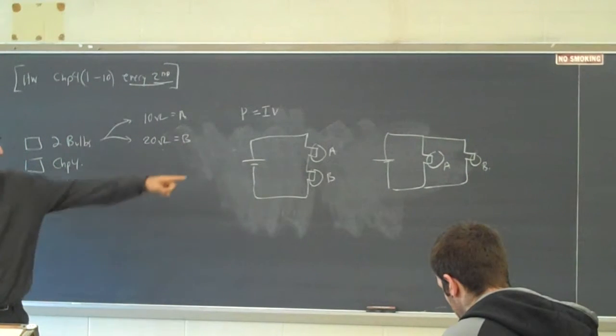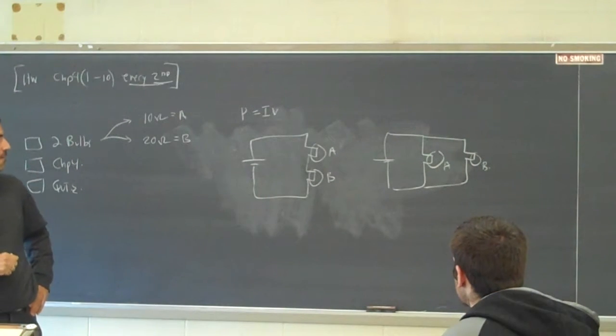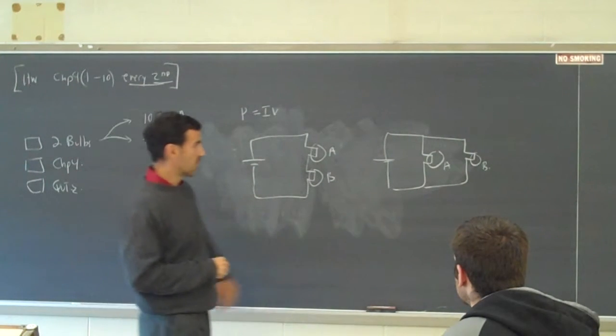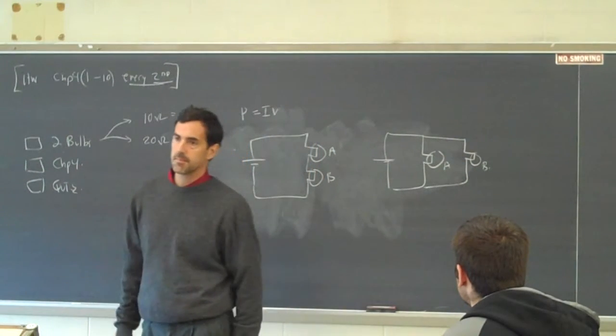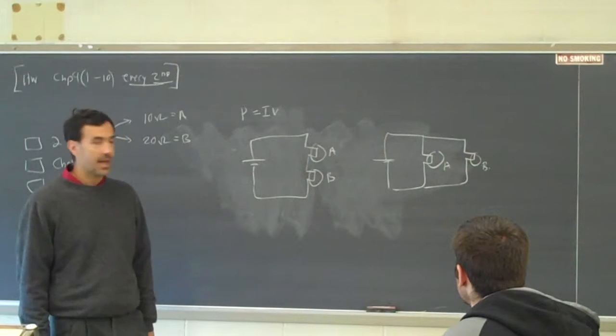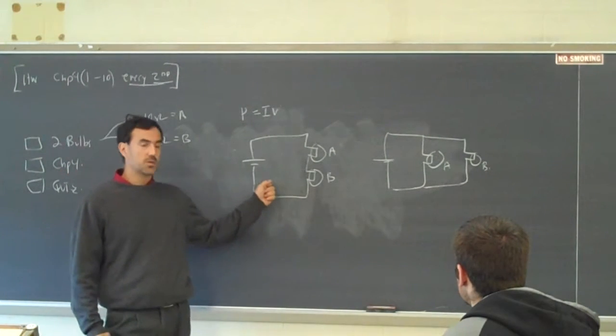Voltage, A or B, in the parallel configuration? They're the same. Same, good. Same voltage dropped across here and here. Which one has more current, or is it the same? A has more current. A has more current, so which one's brighter? A. A, good.